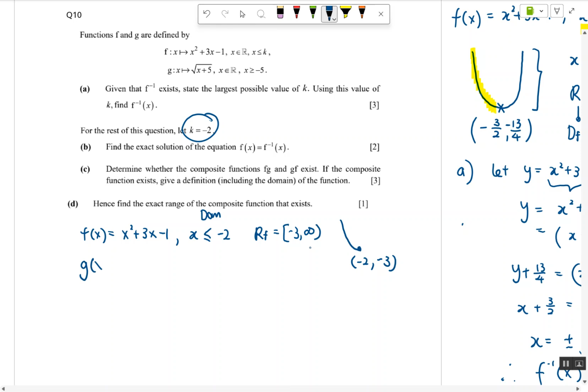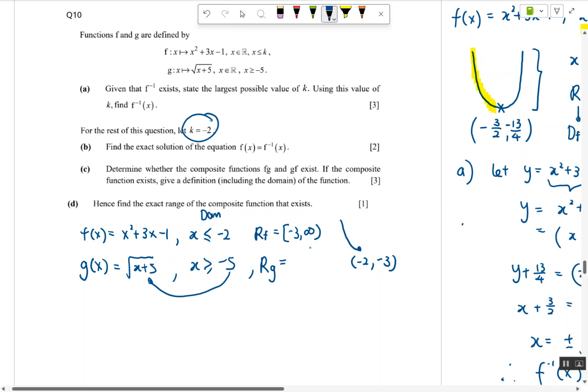Now we look at g(x) is equal to the square root of x plus 5. You realize that for the square root of x plus 5, again, I will write the domain. Can you see here? x is greater than or equal to minus 5. The range of g is actually, when they put minus 5 inside, you get 0, right? It's from 0 to infinity. How do I know it's to infinity? Actually, use the graph.